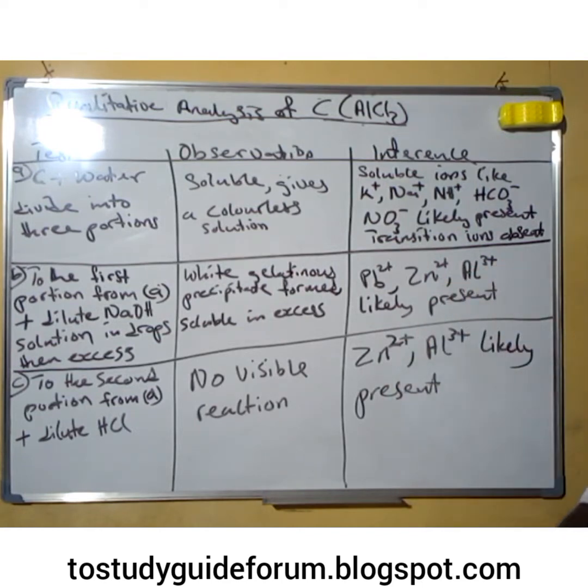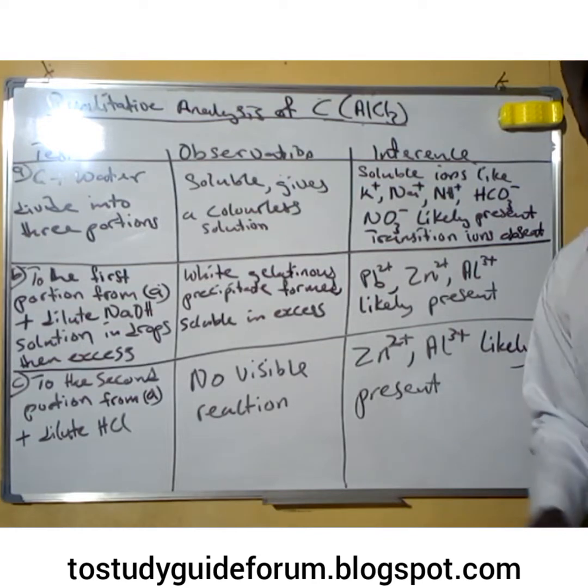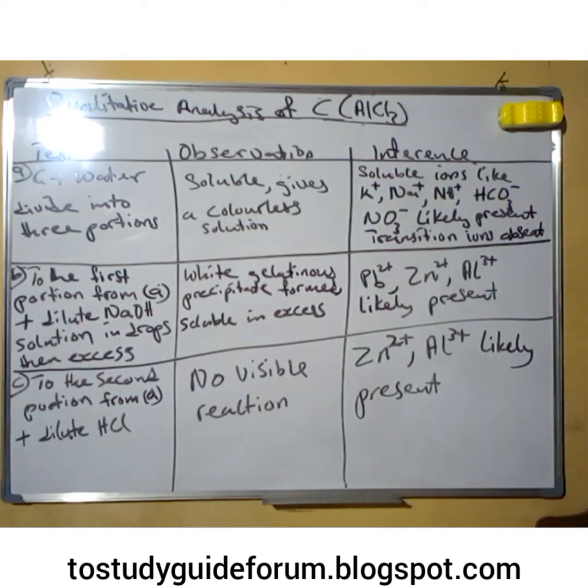are absent. Transition ions are absent because transition ions are known for one thing: they have D block and they always show a color due to the presence of their D block whenever D block is involved in a combination.